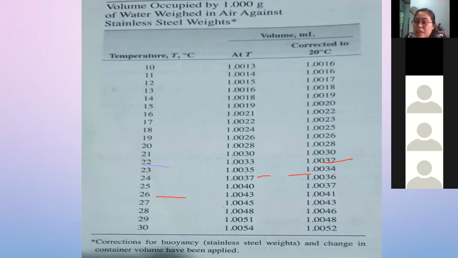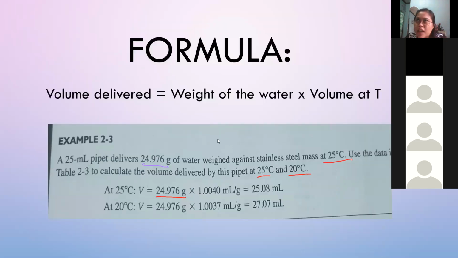Okay, remember that when the temperature goes down, the water also gets lighter. The water gets smaller. So we multiply it first by the weight of water that we weighed. We multiply it, and then at 20 degrees Celsius, class, after multiplying, what it actually delivers is up to 27.07 ml. So this is the corrected volume, or the true volume delivered, where the effect of temperature shows.